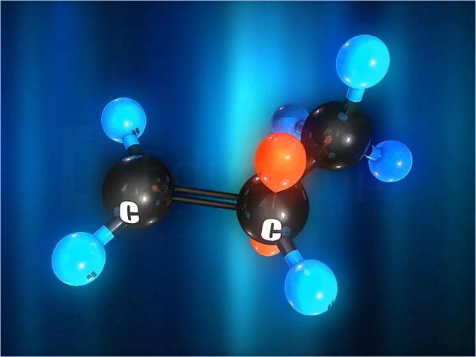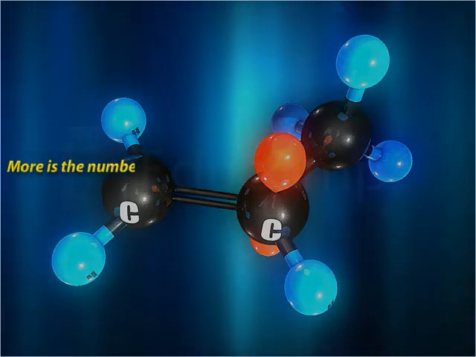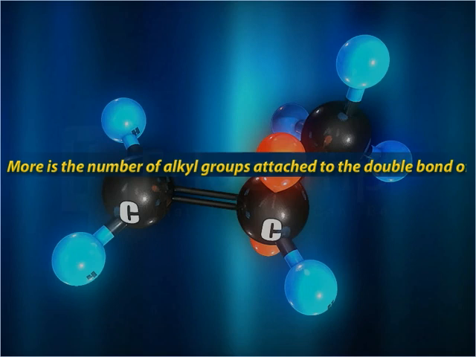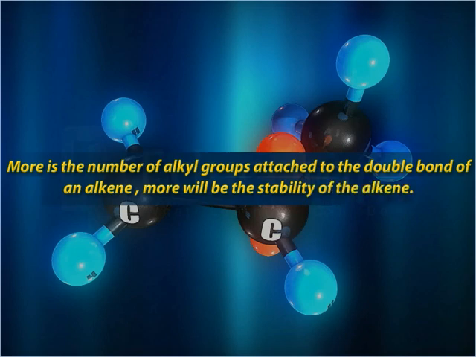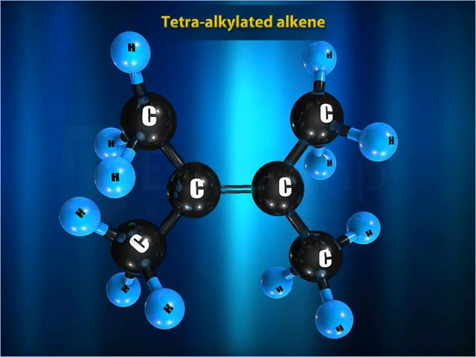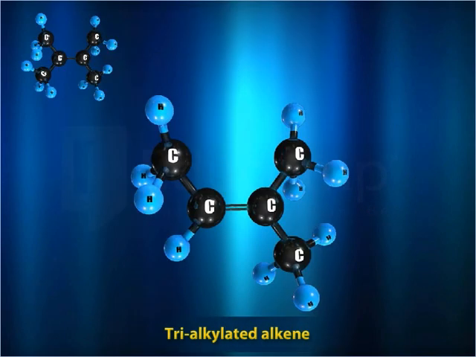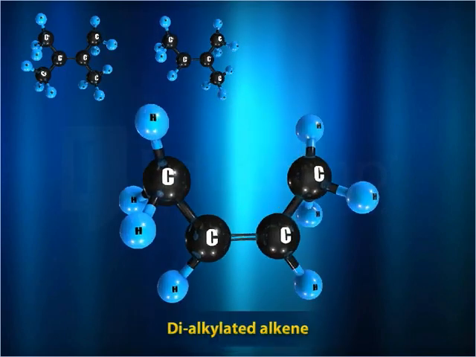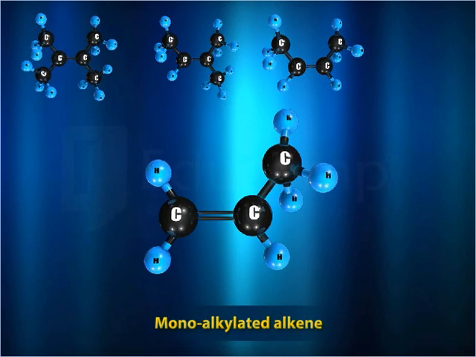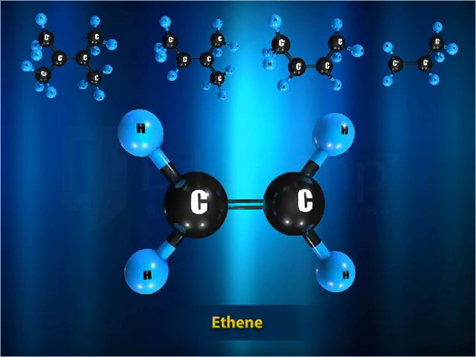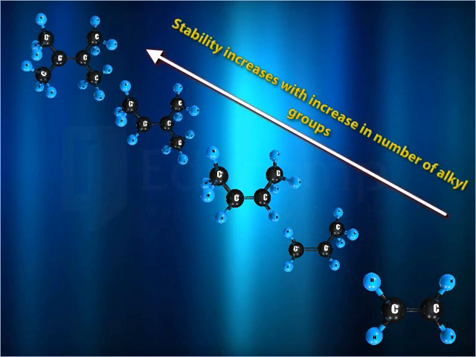Just like the case of carbocations, more is the number of alkyl groups attached to the double bond of an alkene, more will be the hyperconjugation and more will be the stability of the alkene. Therefore, tetraalkylated alkenes are more stable, followed by trialkylated alkenes, followed by dialkylated alkenes, followed by monoalkylated alkenes, followed by ethene, which does not have an alkyl group attached to the doubly bonded carbon atoms, to exhibit hyperconjugation.